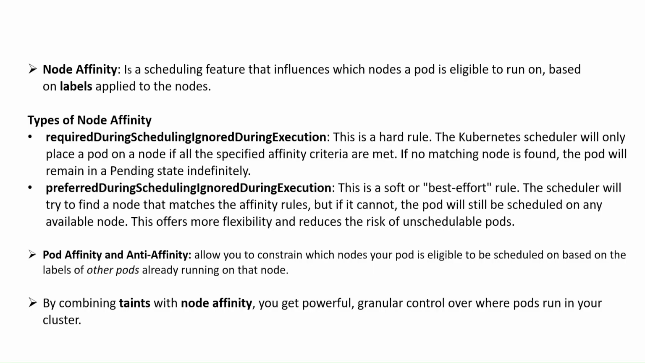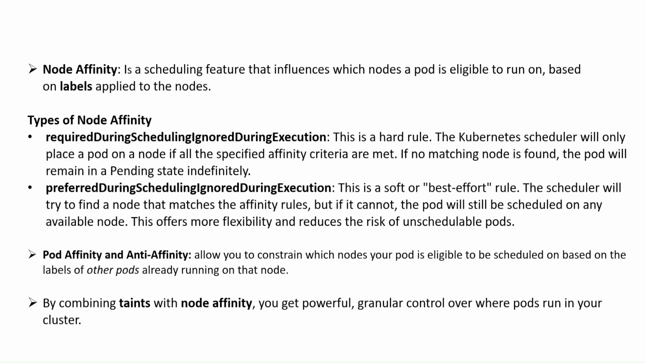The second type is preferredDuringSchedulingIgnoredDuringExecution. This is a soft or best effort rule. The scheduler will try to find a node that matches the affinity rules, but if it cannot, the pod will still be scheduled on any available node. This offers more flexibility and reduces the risk of unschedulable pods.